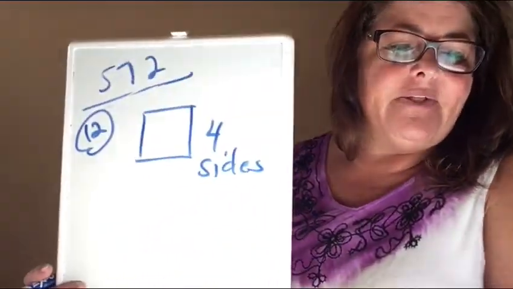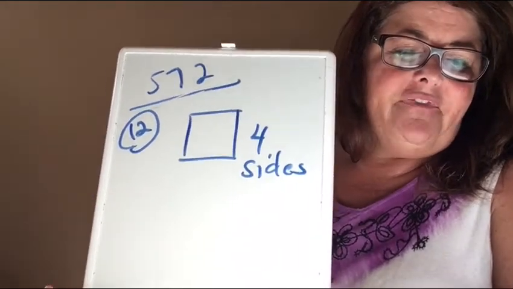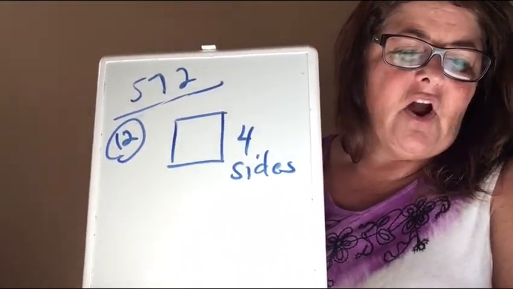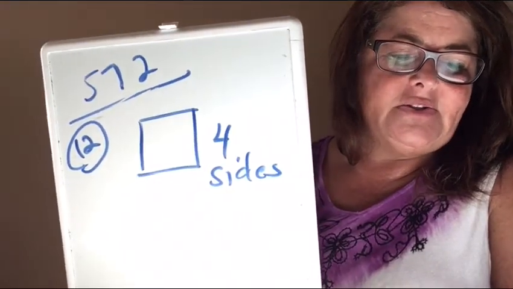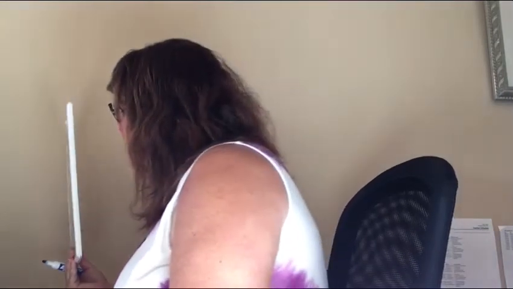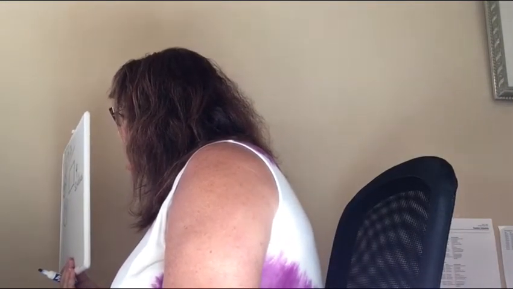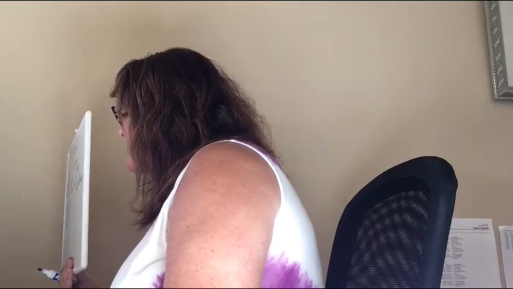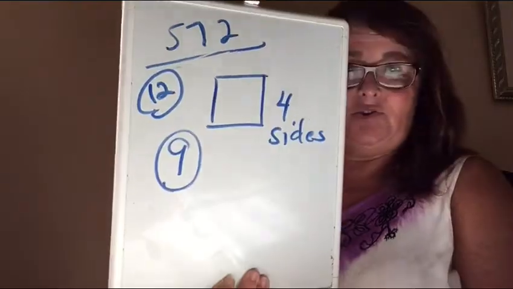David drew two different polygons. One of the polygons was a square, so he has 4 sides. If he drew 9 sides and 9 vertices in all, what other polygons did he draw? So if he wants to draw 9 in all, how many more sides does he need to draw? He has 4. He wants 9. How many more sides does he need to draw?